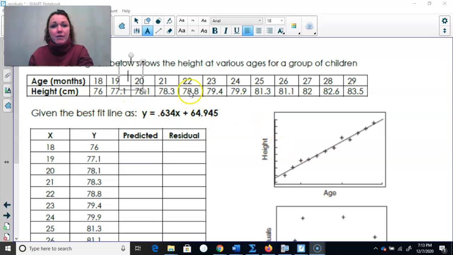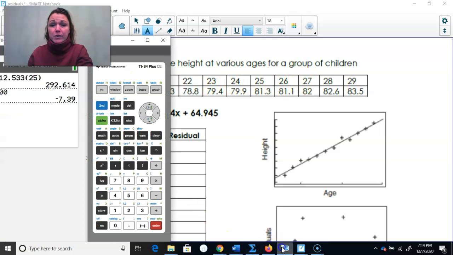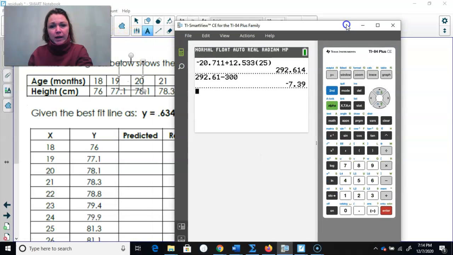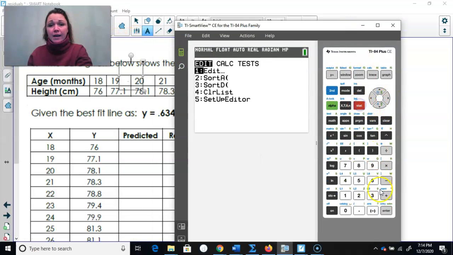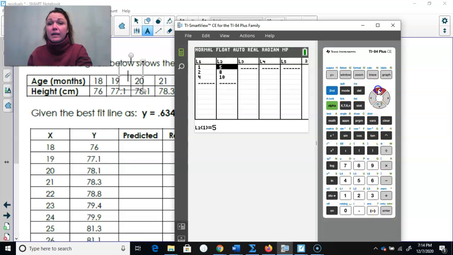Okay, the first thing that we have is data below that shows the height at various ages for a group of children. So we have age, and then we have the height. The first thing we want to do is put this into our L1 and our L2. We go to Stat, we go to Enter on Edit. We're going to clear out our L2 and clear out our L1. We are going to put our ages in L1 and our height in L2.